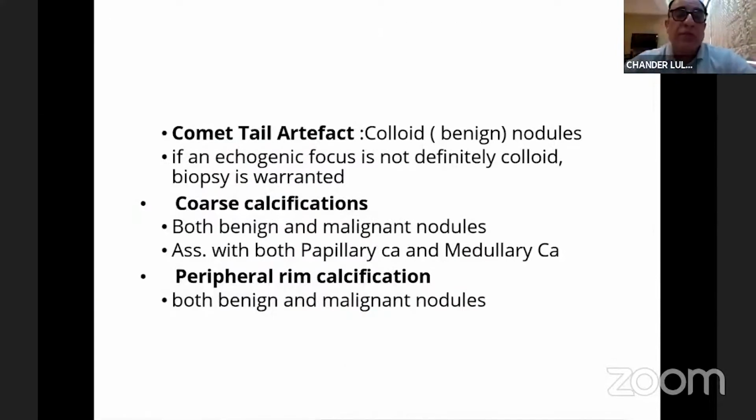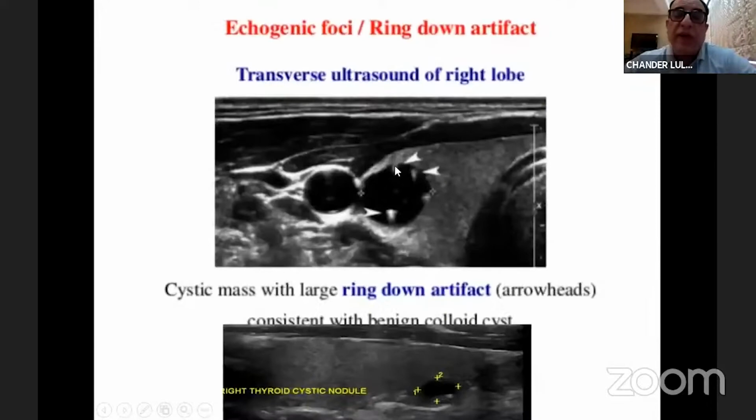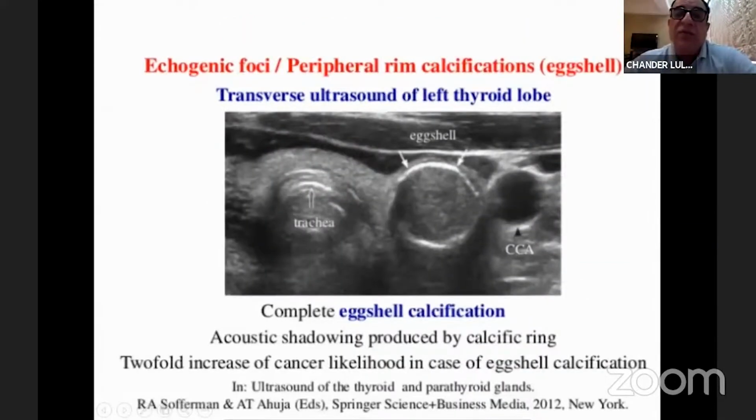Now, looking at the benign type of calcification, as I said earlier, is the comet tail, typical echogenicity, which has ring down artifacts, so it extends downwards, and sometimes they are very tiny, and they are usually associated with cystic nodules, which are very well marginated, smooth. They may have layering debris, and this is a typical comet tail artifact calcification of a benign nodule.